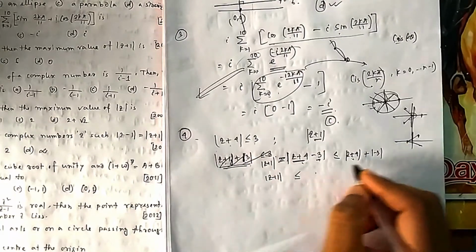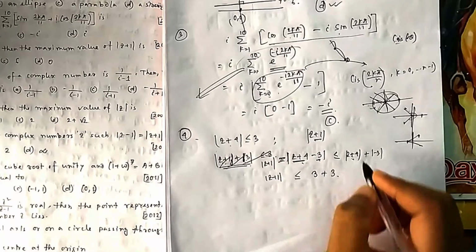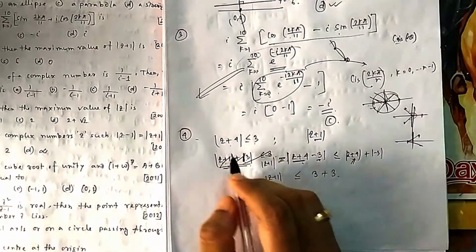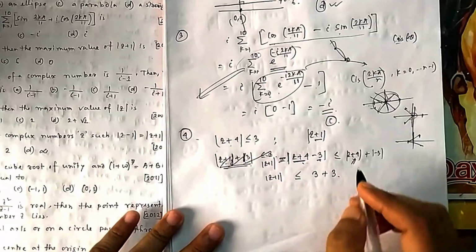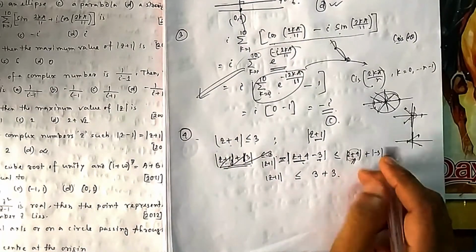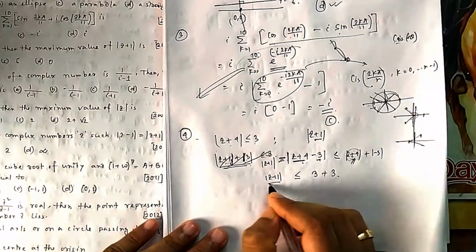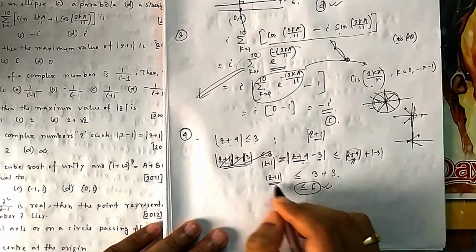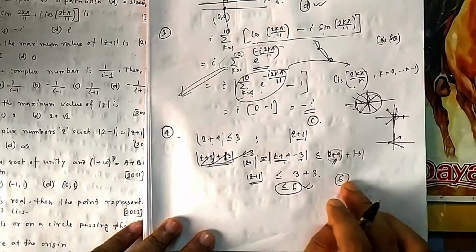So this will be less than 3 plus 3, because this is less than 3. So the sum of this plus 3. Suppose you are adding 3 on both sides, that is what I am doing. So this summation will be less than 6. So this is the maximum value it can attain, that is 6. Otherwise it will be less than 6. So that is the idea.